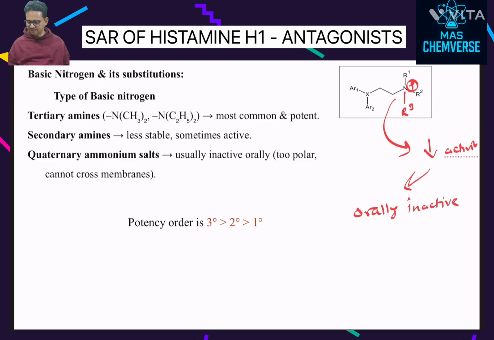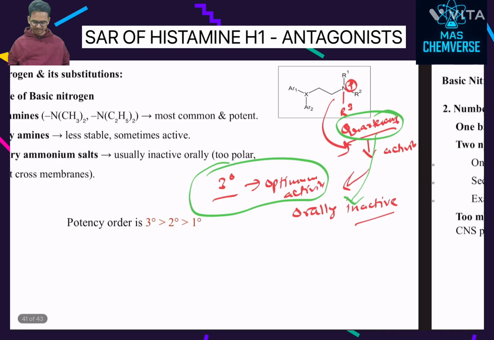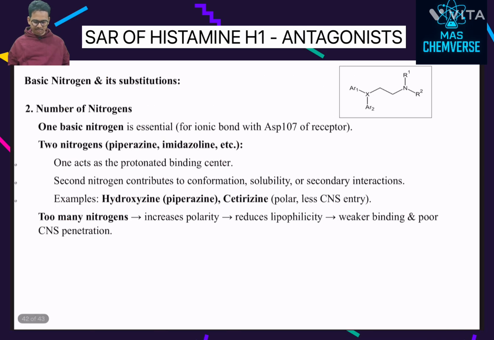Orally inactive. Which one? Quaternary. This is called the quaternary. So what produces optimum activity? Tertiary produces optimum activity. Okay, which one? Tertiary produces optimum activity. But quaternary, what happened? Inactive. Okay, remember this point is very important.